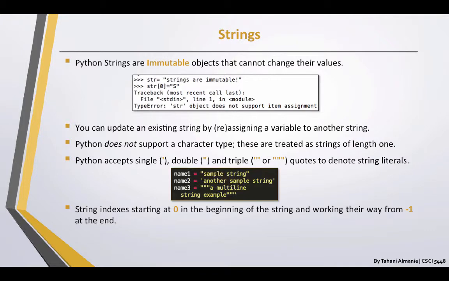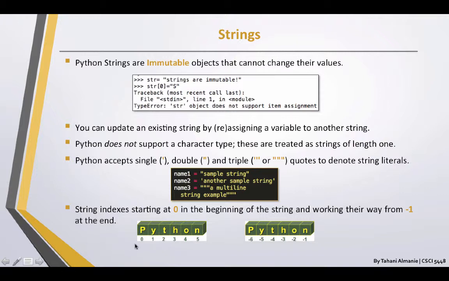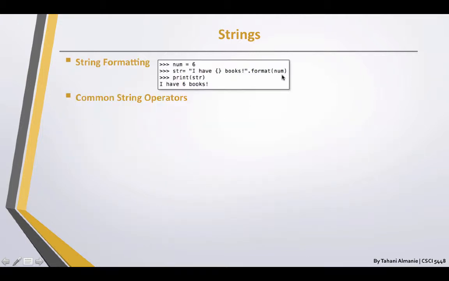Python accepts single, double, and triple quotes to denote string literals, so you can use any of them as long as the same type of quote starts and ends the string. And here the triple quotes allow you to have a string that spans several lines, as you see here. String indexes start at 0 at the beginning of the string and work their way from -1 at the end. For string formatting, use the format method that will replace the curly braces here with number 6, as you see.